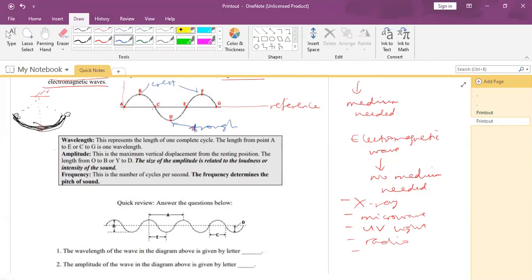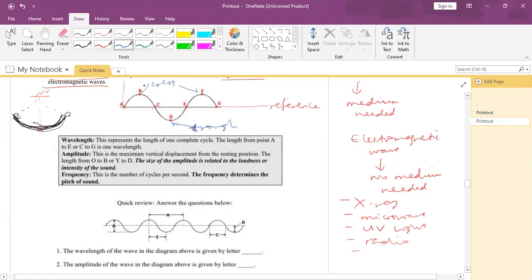As I said, I can identify another wavelength. The distance if I move from one crest, down, and back to this crest, so the wavelength is going to be this. The distance between this crest to this crest is a complete cycle. That's also a wavelength. So I can see so many wavelengths here.